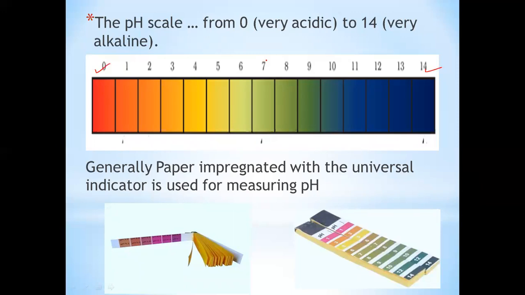If pH is 7, then it is neutral. If pH less than 7, then solution is acidic. If pH more than 7, then our solution will be basic. If value of pH is 0, then it is highly acidic. If pH 14, then highly basic or highly alkaline. You can use pH paper or universal indicator as a solution.